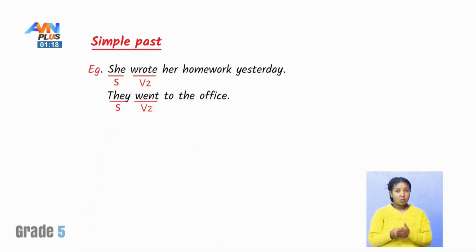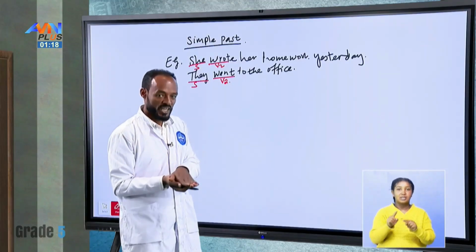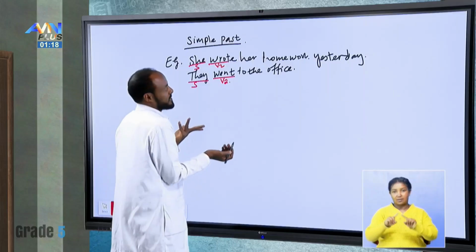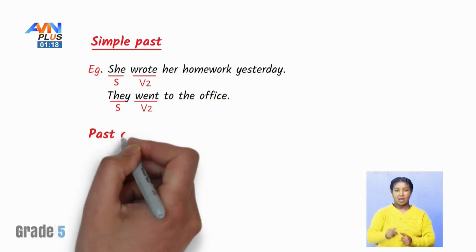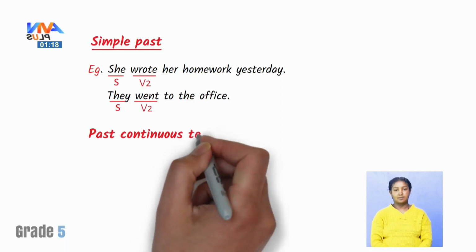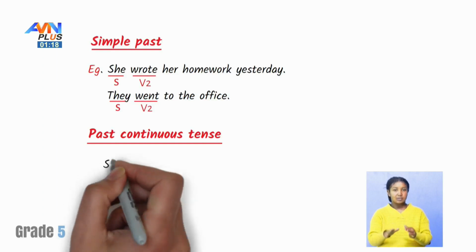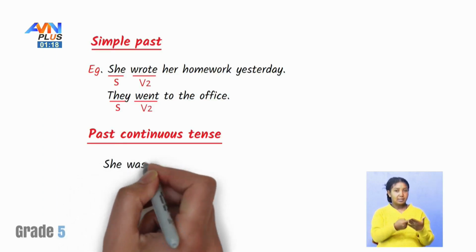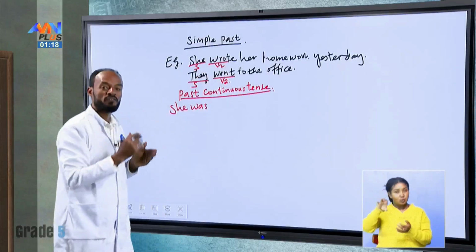So now it is time to change this one into past continuous tense to differentiate their differences. Okay? Let's write here: past continuous tense. Let's change this one into past continuous tense. As we've said so far, the subject should be here, then was plus verb ing. This means the verb should be changed into verb ing.